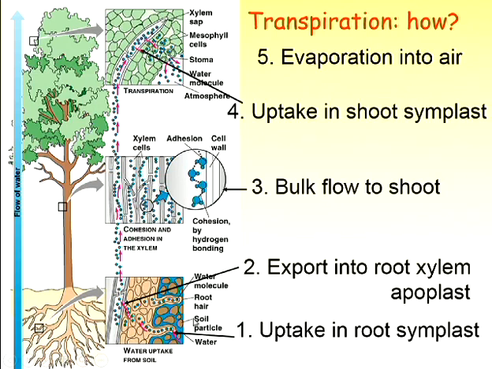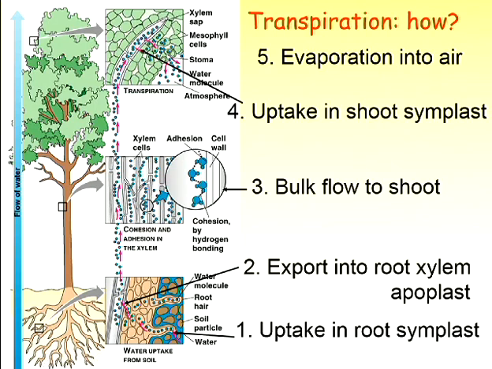So membrane step 1 was getting into the root symplast. Membrane step 2 was getting into the root xylem. Membrane step 3 was getting into a leaf symplast. And membrane step 4 is going through the membrane into the air. Initially, the air within the leaf, and then it can diffuse as a gas molecule into the atmosphere. And then in between here, we have this bulk flow step. No membranes here in the xylem. So that is how transpiration happens.